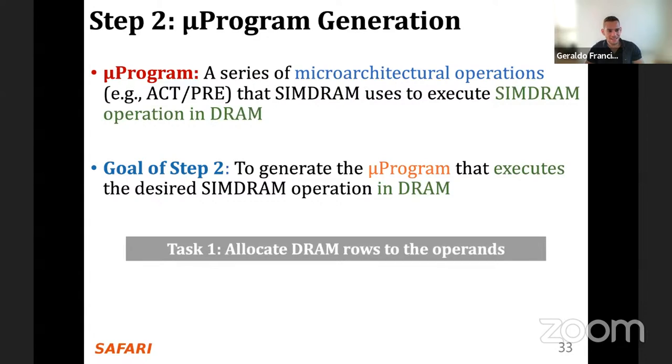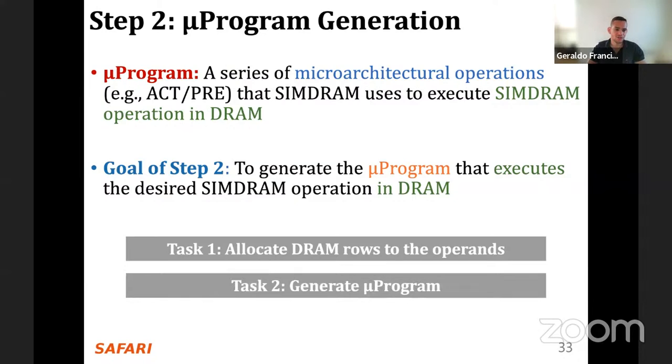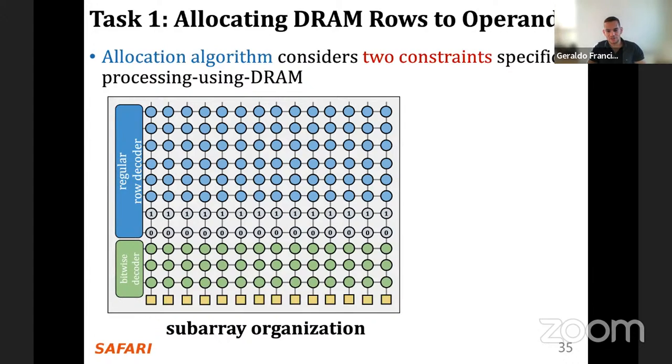To this end, the second step has two main tasks that it needs to execute. The first task is what we call allocating DRAM rows to operands, which assigns each input operand of the majority operation to a DRAM row. The second task is to generate the optimized microprogram that implements the desired operation in DRAM. So let's take a look at the first task of step two first. The goal of the first task is to allocate DRAM rows to the input operands of each majority primitive in the majority-NOT based implementation of the operation in DRAM.